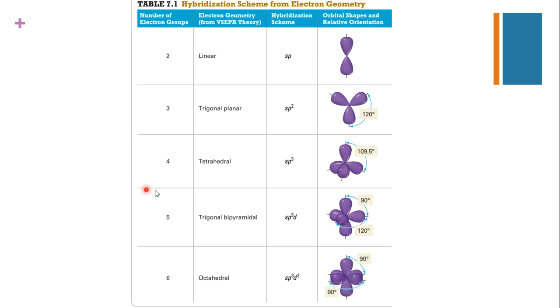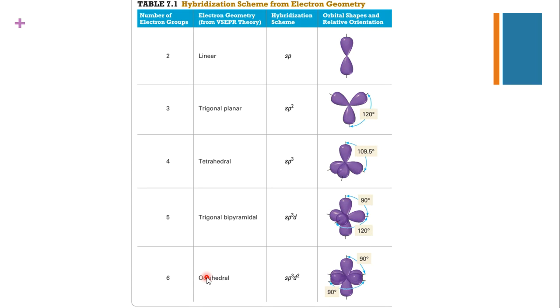Just like the first 3, where we said that hybridization and electron geometry were related, the same thing holds true for these other 2. So sp3d hybridization is always trigonal bipyramidal. sp3d2 hybridization is always octahedral, so that will always remain the same.